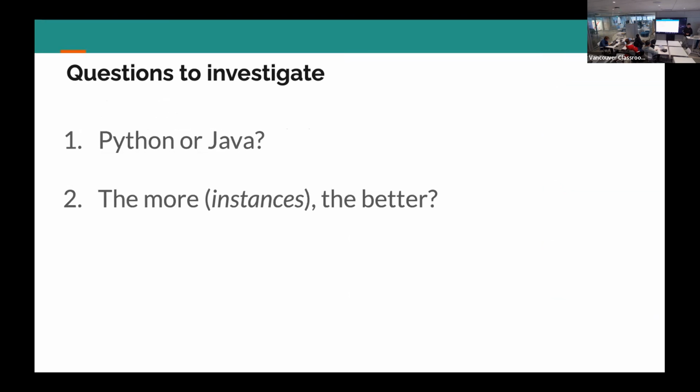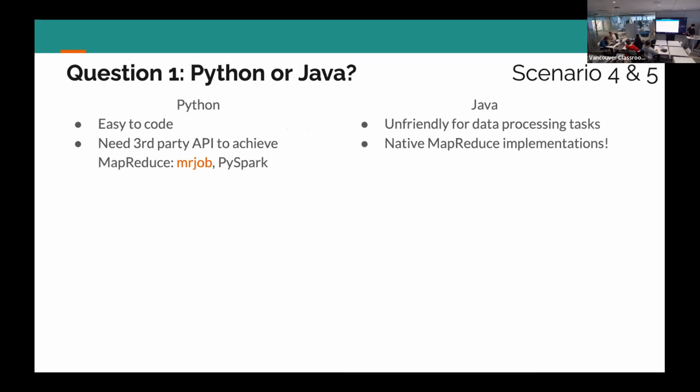However, the interesting part is coming. So here are 2 questions we are going to investigate. Do we use Python or Java to do the MapReduce task? And the more instances, will the performance be better? So the first question is whether we use Python or Java. It's easy to understand that Python is easier to code, but we need some third-party APIs to achieve MapReduce under the Hadoop framework.